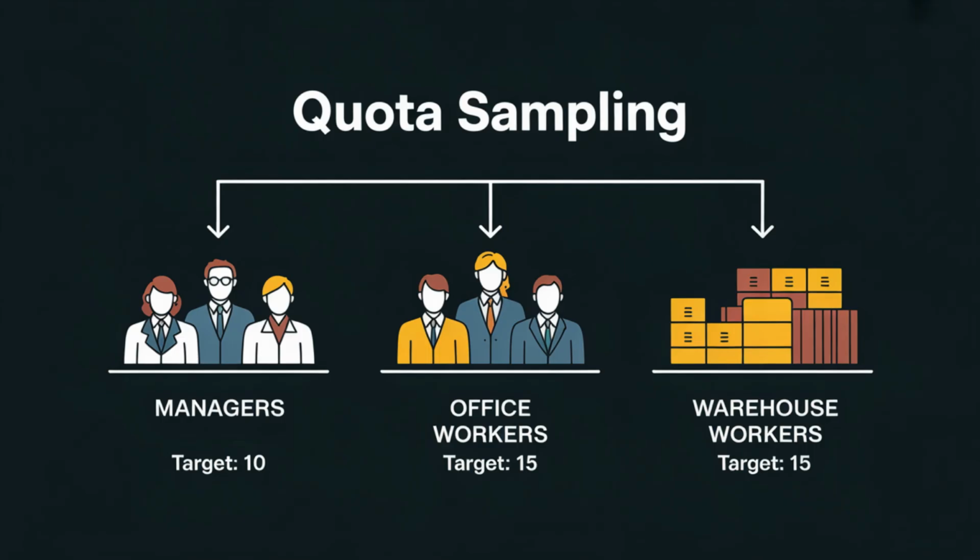The question might then ask for another non-random sampling method. One good answer is quota sampling. This means deciding in advance how many people you want from each group. For example, 10 managers, 15 office workers, 15 warehouse workers. You keep asking people until each group reaches its quota.